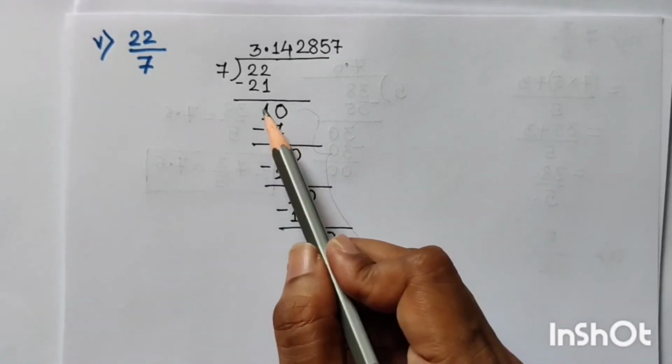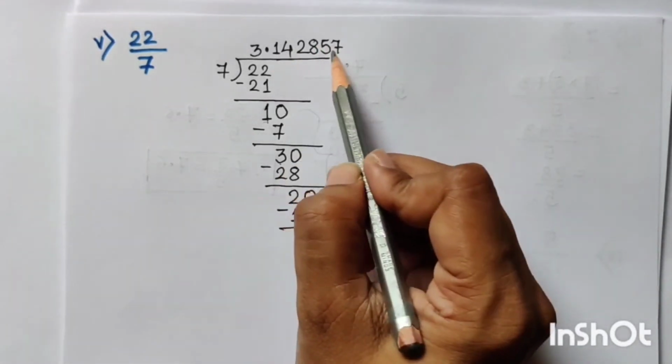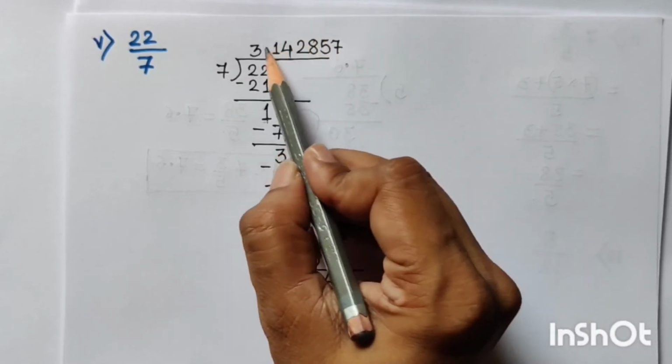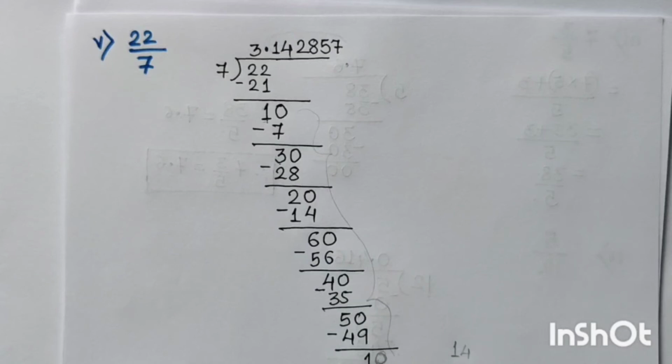So when such a number is coming, that means what? All the steps are coming again and again. That means all these numbers in the quotient will come in again and again. That means this full group of numbers is coming again and again. So this is also non-terminating decimal form.